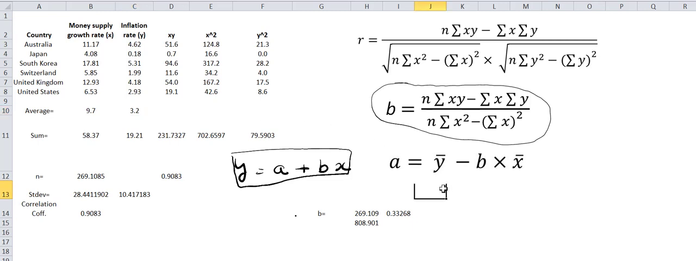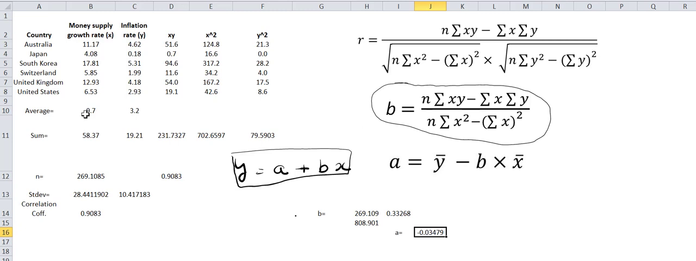So what I have to do here is, to calculate a, I have to use my formula: y average minus b multiplied by x average. y average is right here, b is here, and x average is here. So then my intercept, my a, will be this. A is equal to minus 0.03479. So this is my intercept value.